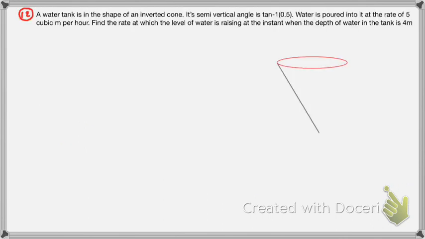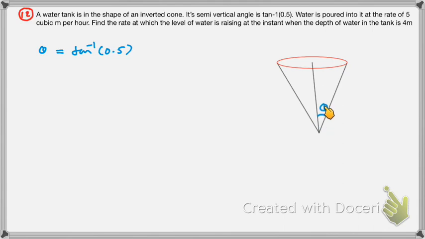We look at another question now. It says a water tank is in the shape of an inverted cone. So that's what I have drawn here, an inverted cone. So that's a water tank. So what they are saying is it has a semi-vertical angle of tan inverse of 0.5. So what I did is, when I draw the altitude, the height of the cone, I get the semi-vertical angle here. This semi-vertical angle, I named it as theta.